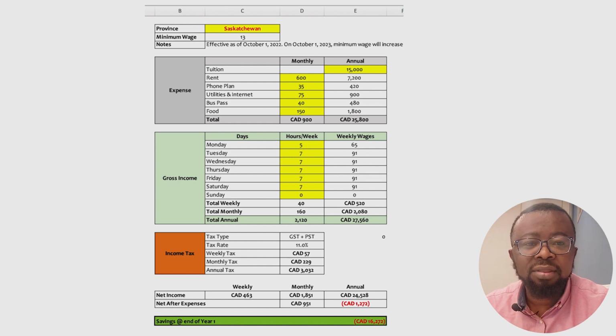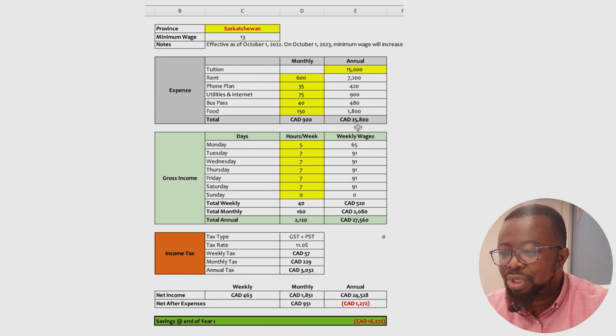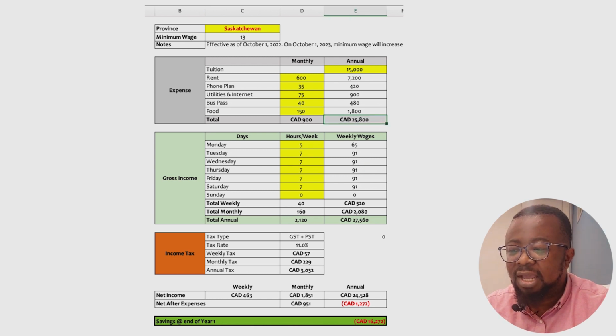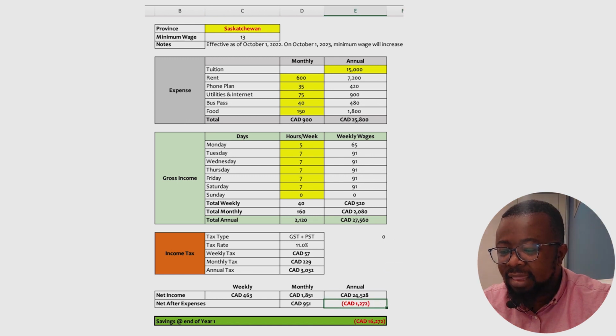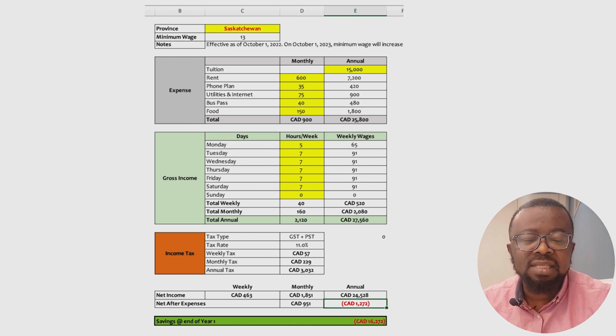$24,528. If we now take out the expenses that the person incurred, which was $25,800, now that person is already down by $1,272, even after working 40 hours in a week. And if the person is possibly studying for more than a year course, that means at the beginning of year two, they need to come up with another $15,000 to pay for their tuition fee.